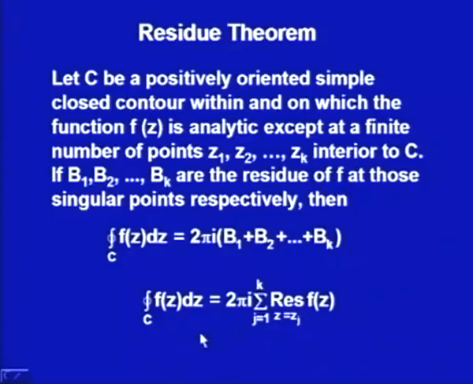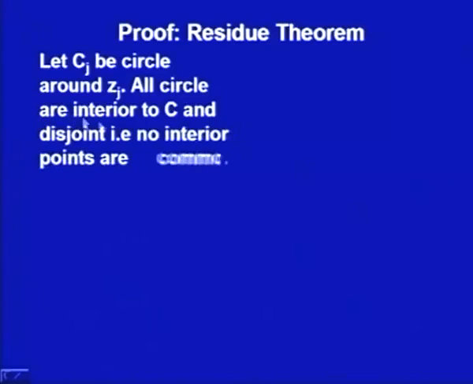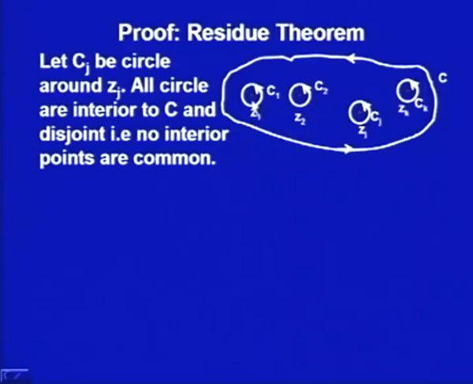Let us prove this. We will prove it using our residue integration method or residue formula. Let us see how we prove it. We assume Cj to be the circles around each singular point Zj. All these circles are interior to C and they are disjoint. This was our closed contour C. We have k singular points inside the contour C, that is, interior to C: Z1, Z2, say Zj and Zk. These are isolated singular points.